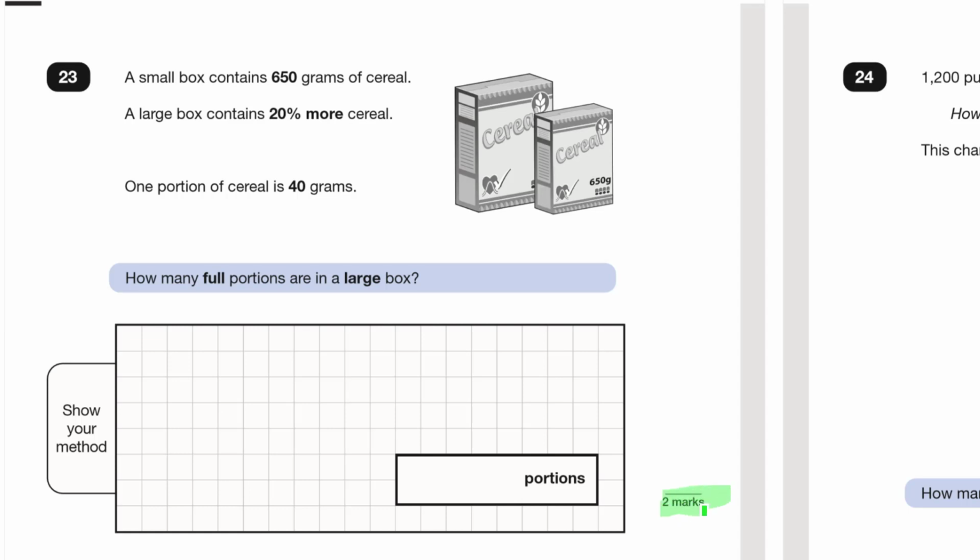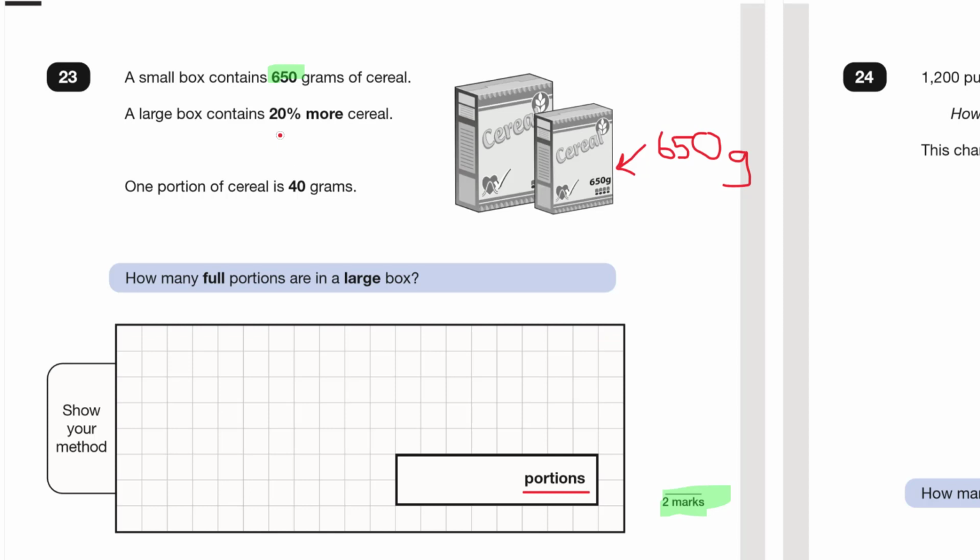The important thing is to not try and think right to the end and get intimidated. The important thing is to take one bit of information at a time. So a small box is 650 grams, and I would be tempted just to label it. It's already labelled on there, but I would just label it anyway. 650, and I'd write my G grams. And take note, the answer is asking us for portions, not grams, okay? So make sure you look at that.